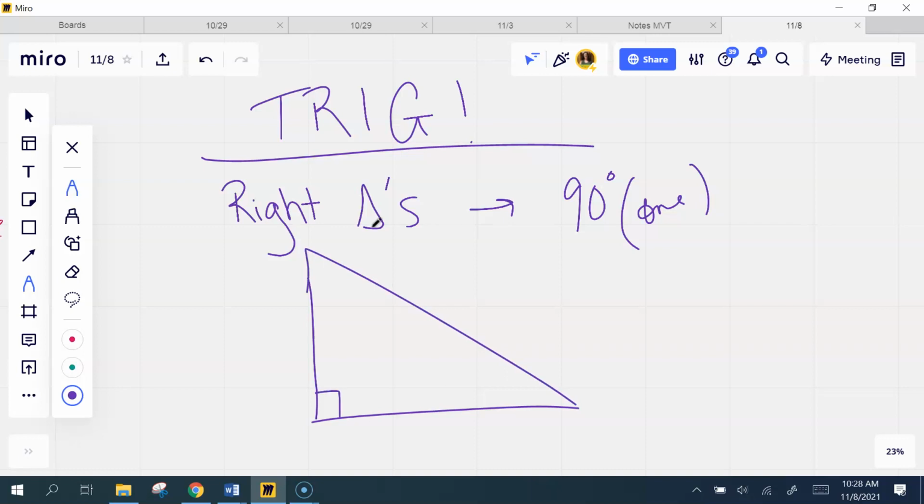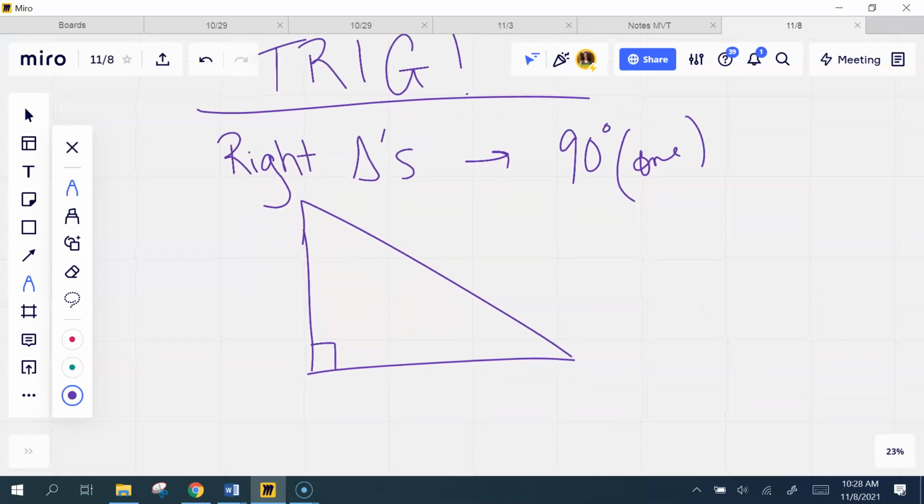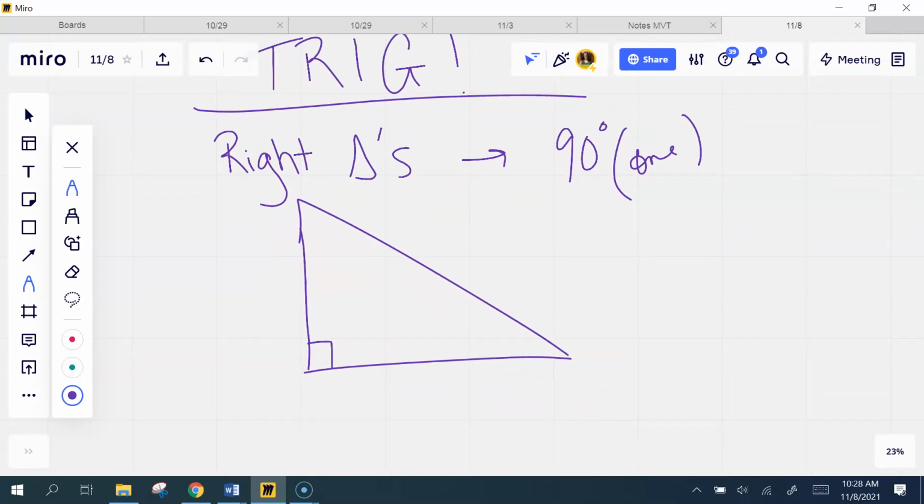But do you know the trig functions associated with the right triangle? I am going to name one of these acute angles, and both of them are acute because they both have to be less than 90, right? I'm going to call one of them theta, however big you want it. And I'm going to name the sides of the triangle.